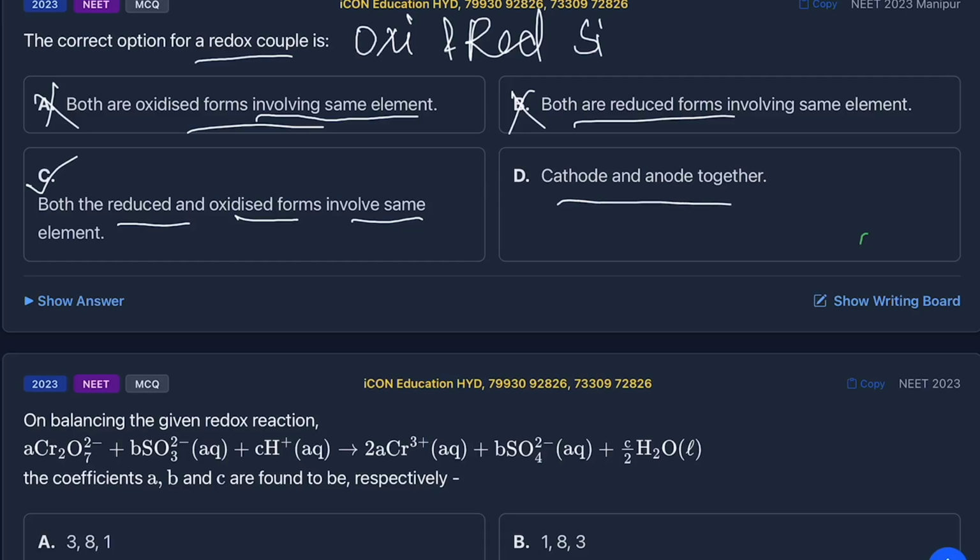Next, cathode and anode together is not a correct answer. So both the reduced and oxidized forms involve the same element, which means there must be two different oxidation states. In this, there must be two different oxidation states. What is a redox couple?